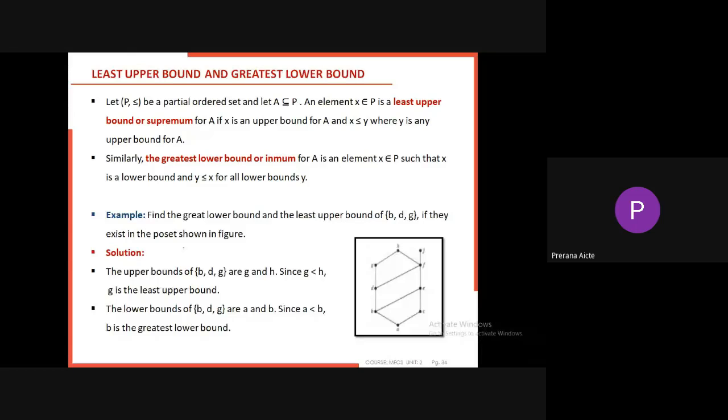Similarly, we can identify the greatest lower bound. Now see this example directly. Let us see here with respect to the set {B, D, G}. With respect to this set, we are going to consider the upper bound and lower bounds. Here G becomes your least upper bound, and B becomes the greatest lower bound for this one. So next, lattices.